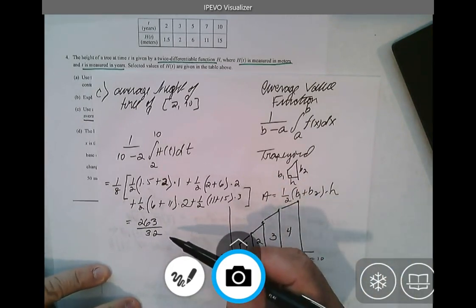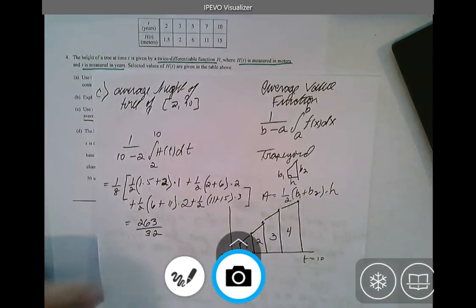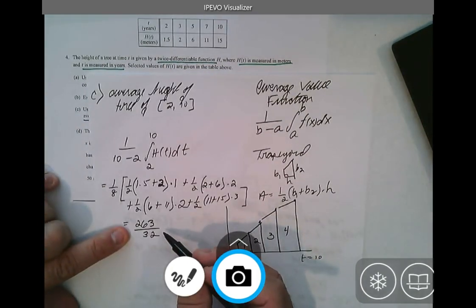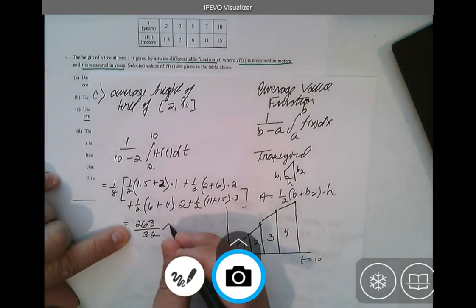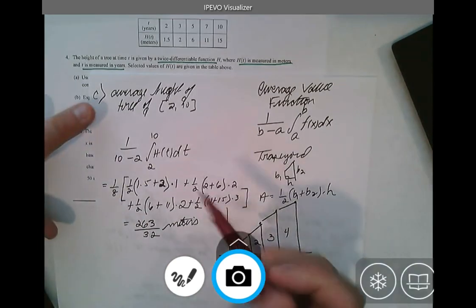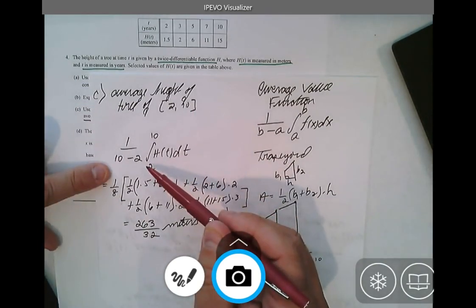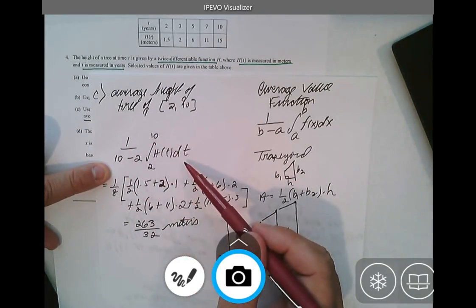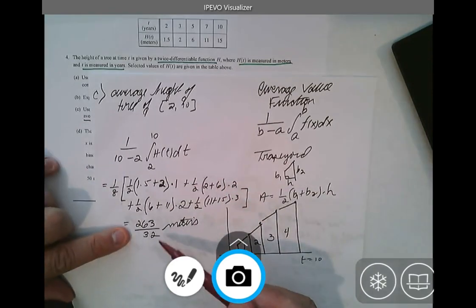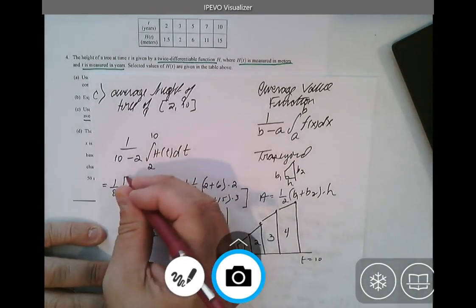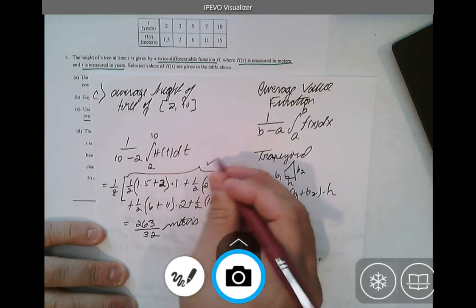That is just a place where you are potentially going to lose points. So be careful. If this is the average height of the tree, you need units, so this is going to be meters. So the average height of the tree, which is what we're calculating here, 1 over 10 minus 2, the integral from 2 to 10 of h of t dt, is approximately 263 over 32 meters. Done. They awarded 1 point for everything that's in the brackets here.